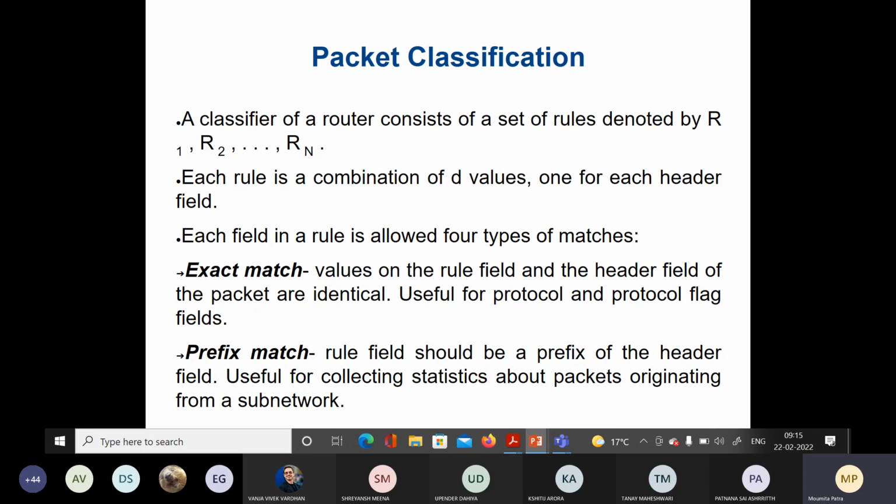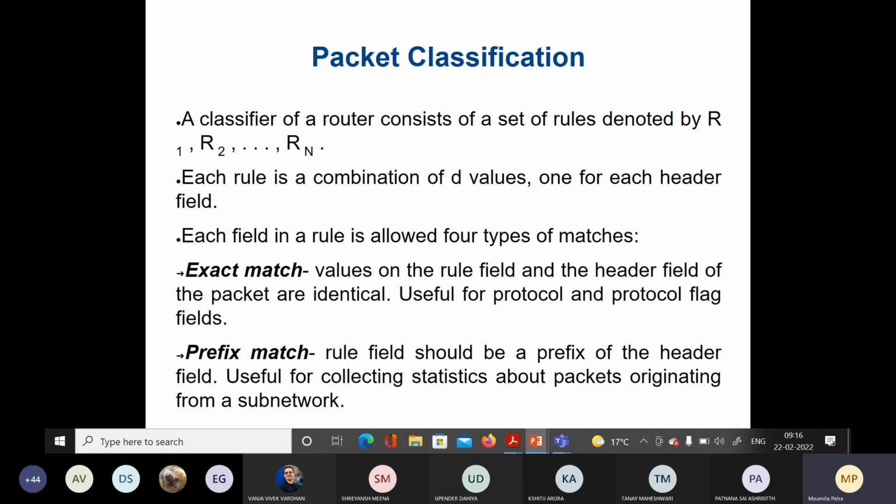Now the rules can be a combination of D values depending upon which field of the header value you are considering. So you consider that a rule is a combination of D values, one for each header field. Each field in a rule can be allowed to have 4 different types of matches. What are those? First is your exact match, that is, whatever the value is in your rule field matches exactly with the header field present in the packet. So that is like an identical match. That is known as the exact match.